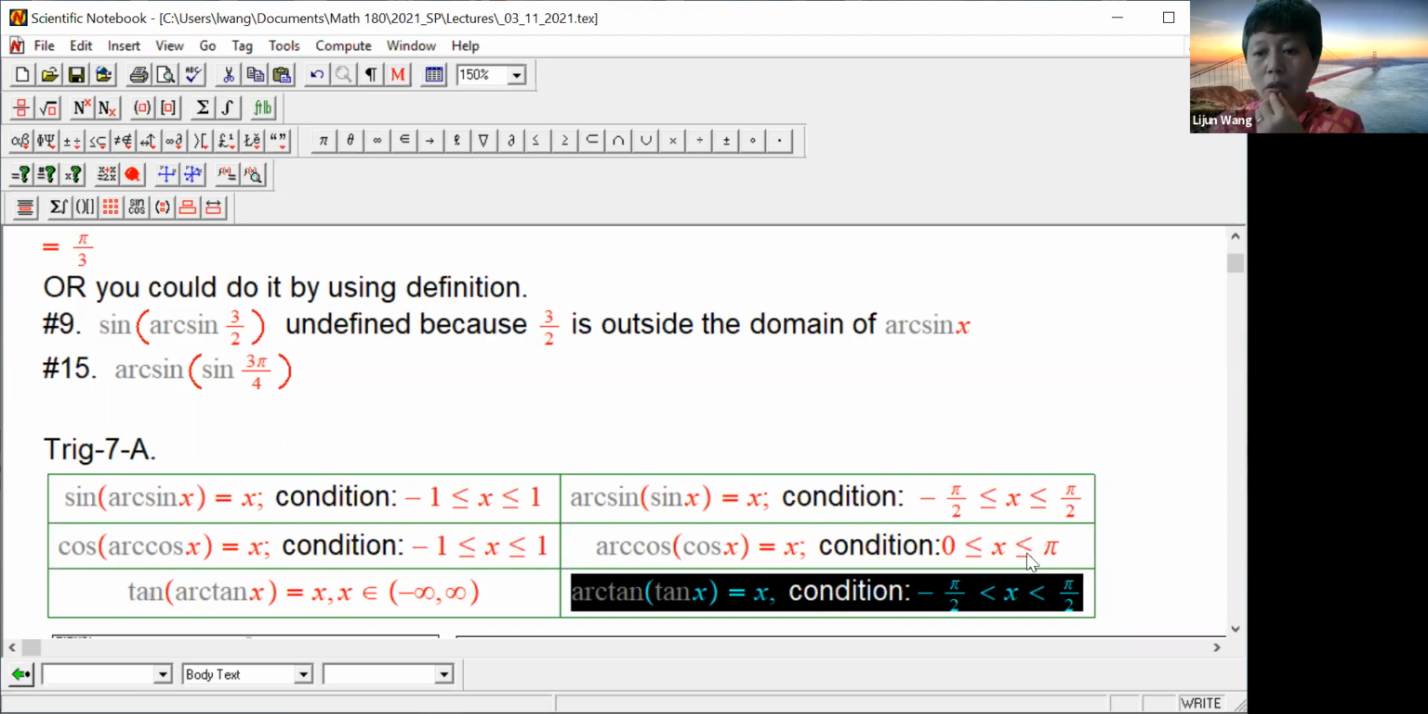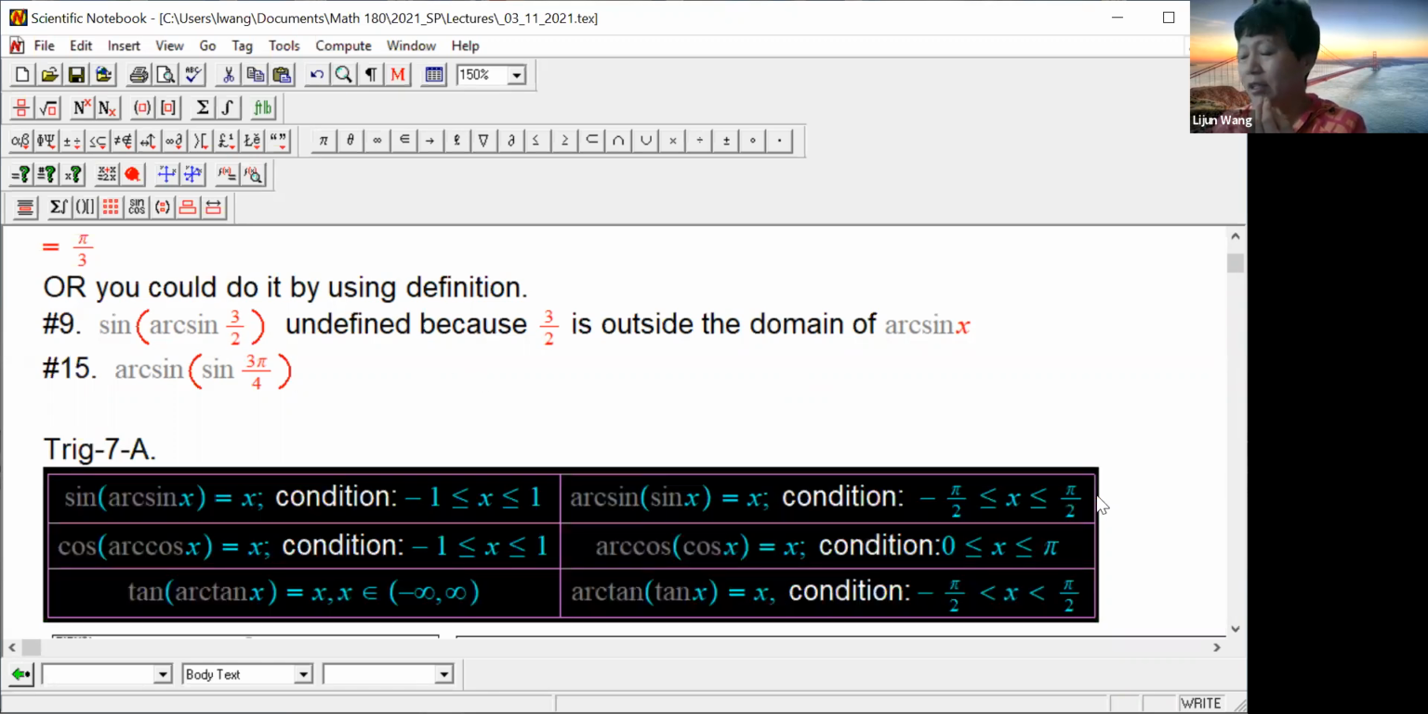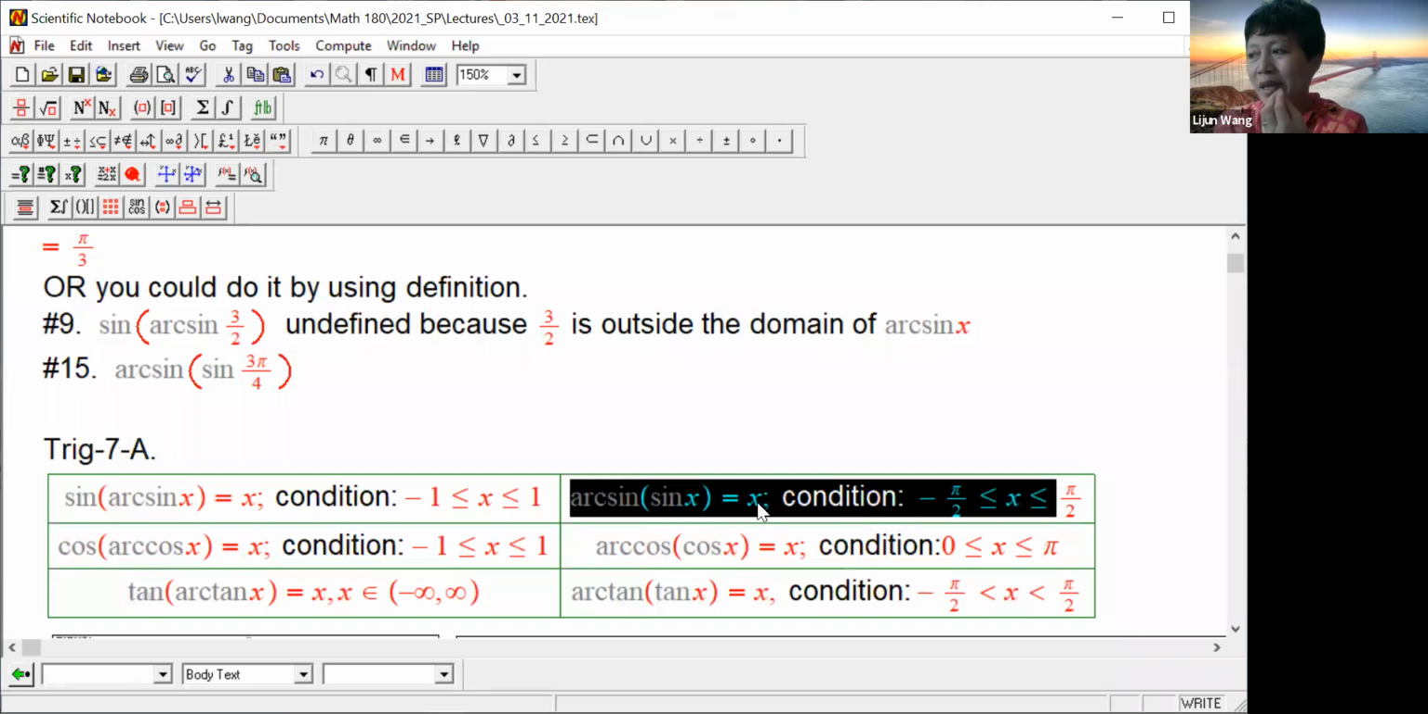Do you follow me? This involves how to read mathematics. How to read mathematics, right? So how do you read this? This basically tells you when x is between negative pi over 2 to pi over 2, this is true. And what does it imply?